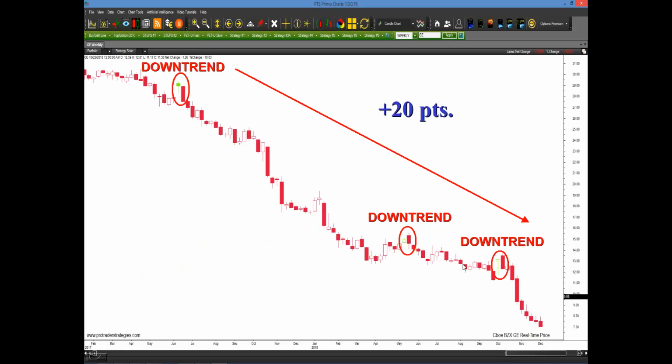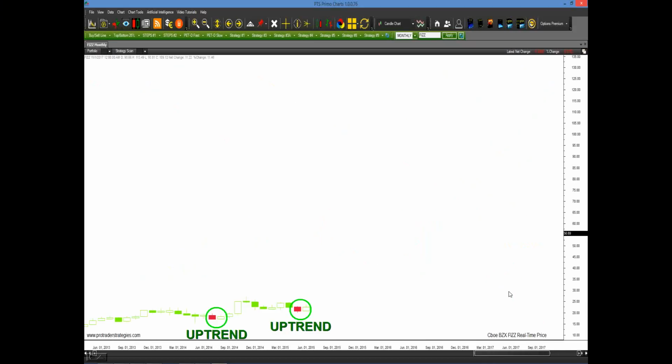But you would have saved yourself 20 points if you used that to get out of a losing position. That was a weekly chart. Here's a monthly chart of Fizz, F-I-Z-Z. Now we have the same pattern, even on monthly bars.